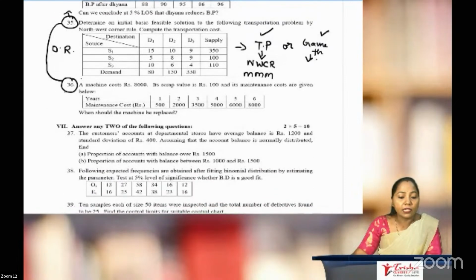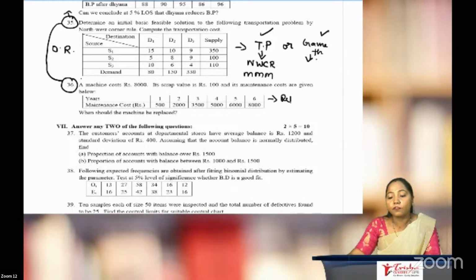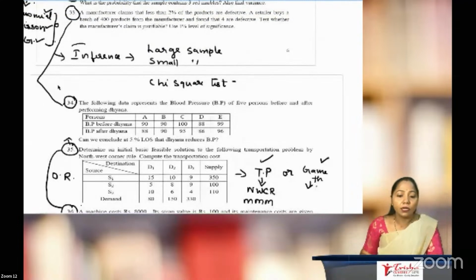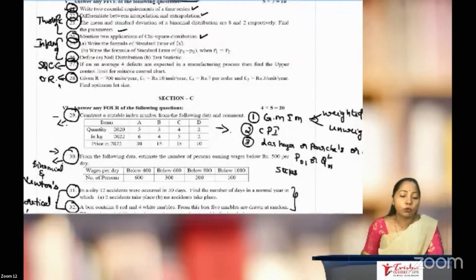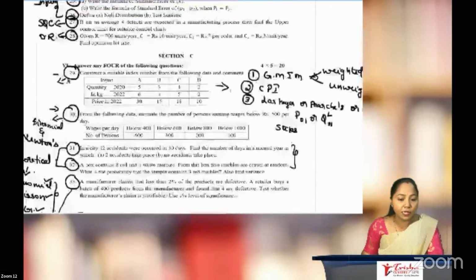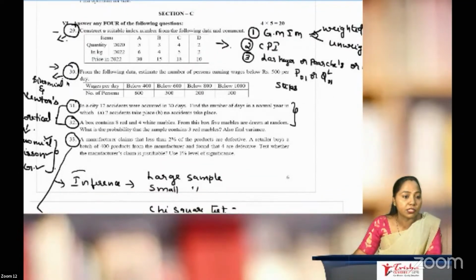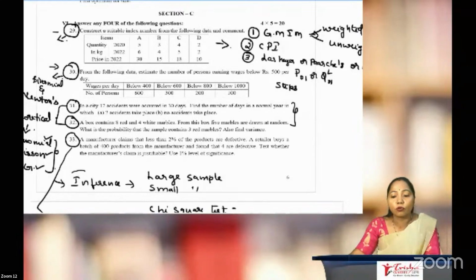And coming to the last question, that is question number 36, it could be a question from replacement theory or a question from inventory theory. So now you have to make the strategies which are those chapters which you will be studying in order to clear the section C so that you can score a maximum of 20 marks.